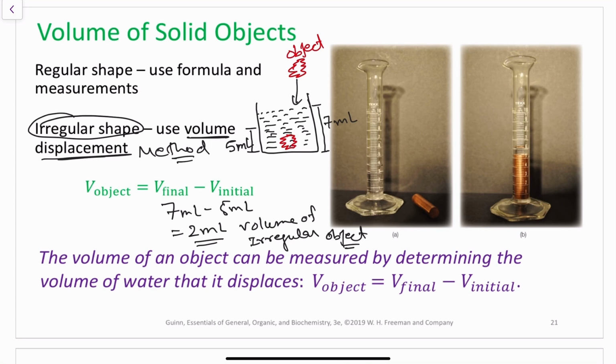Right. So the volume of the object can be measured by determining the volume of water that is displaced. The volume of the object is the final volume after you drop the object minus the initial volume before you drop the object. You just subtract both volumes to get the rise in volume, right? That is the same as the volume of the object.